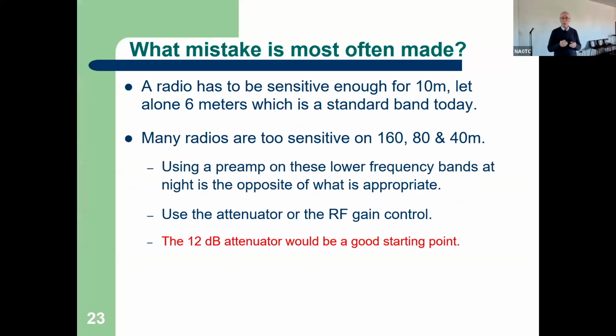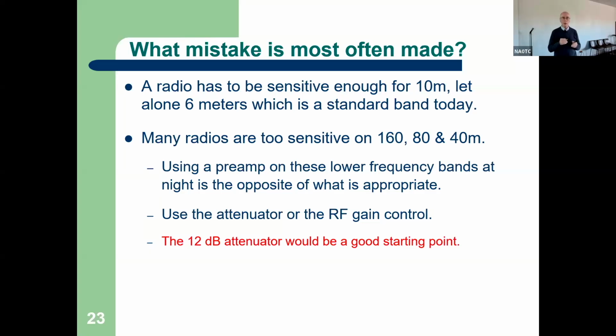So I would say the biggest mistake most people make is that the radios are really sensitive enough for 10 meters, and now 6 meters, everything covers 6 meters. But then on the lower bands, they're too sensitive. How can a radio be too sensitive? Well, it's got a noise floor that's way below band noise. Now, you do want your noise floor to be 10 dB below band noise. That way you're not losing anything at all.